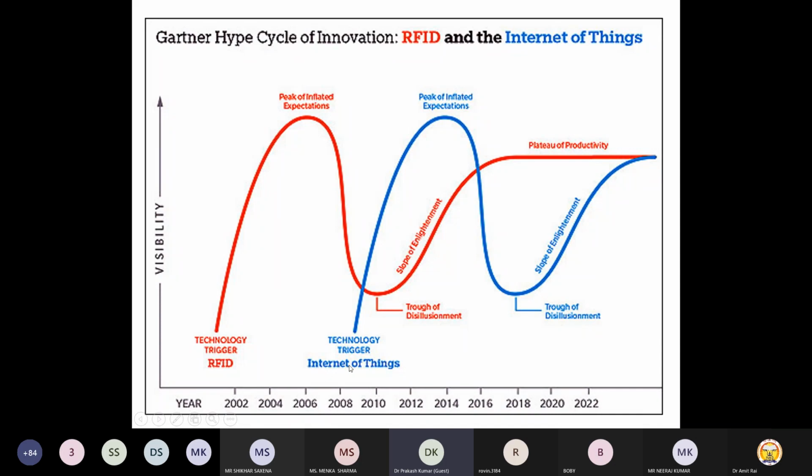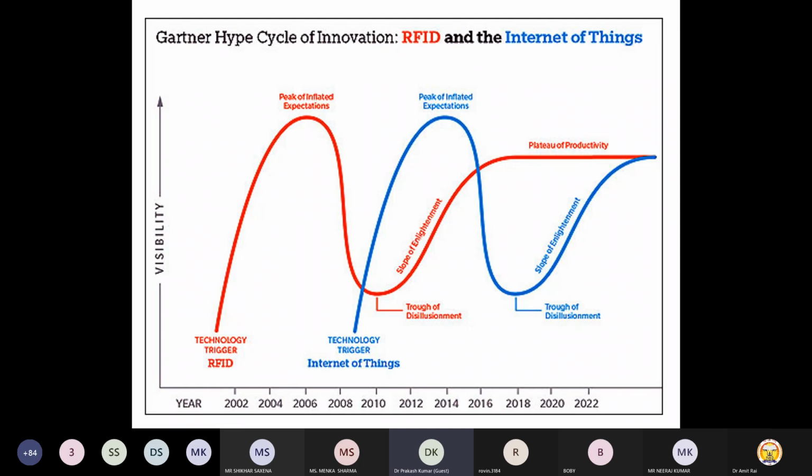Similarly, IoT took birth around 2008 or so, and today we are over here. This diagram is a technology trend, a comparative study of RFID and IoT. So IoT is in mainstream adoption today. It is at the plateau of productivity. So all these things are going on about IoT. So what is the technology trend around which the world is going to move? Cloud and IoT.